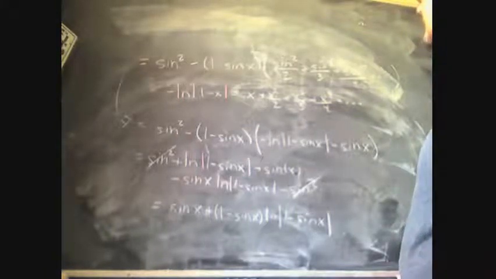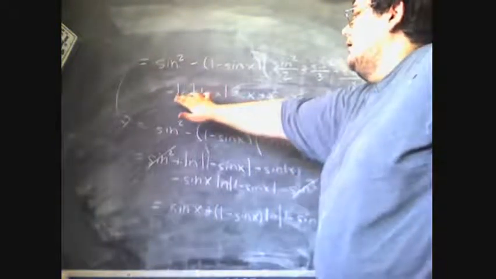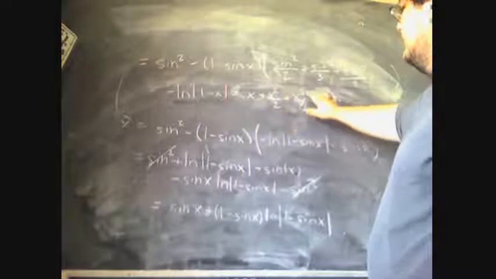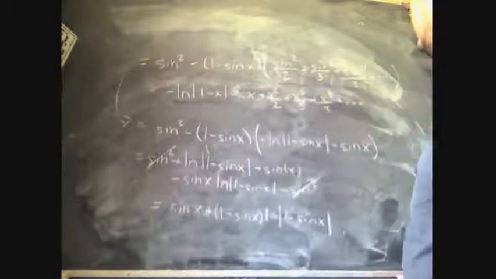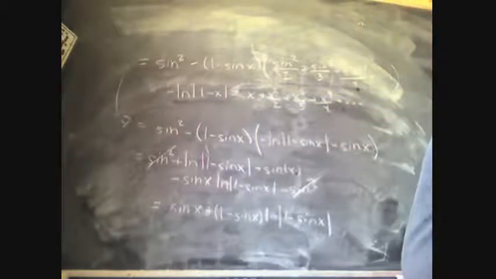Again, this is just something you may or may not recall, but if you have a very small value, of absolute value less than 1, you can write its negative natural log of 1 minus x as this Taylor series here. We have x plus x squared over 2 plus x cubed over 3 plus x to the 4th over 4. Looks familiar, right? Yeah. Except we're missing this first term in front.